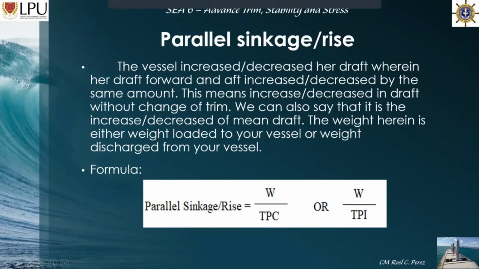So this is your formula. Weight divided by TPC. So W here is weight or your displacement, no? Weight of displacement. And for English, this is weight over TPI. But forget this one, no? Wala na ako nakikitang barko na gumagamit. Isang barko lang sinakyan ko na ganito, 1975 model. Ngayon, halos lahat ay metric. So, at least alam nyo lang yung formula.